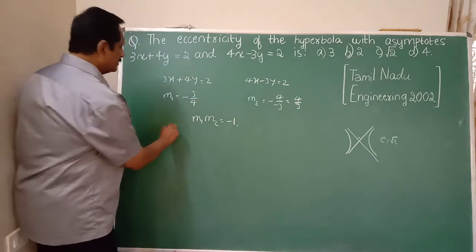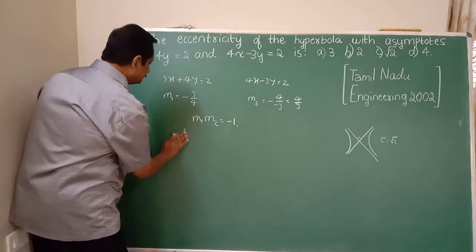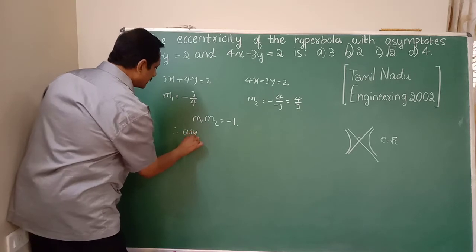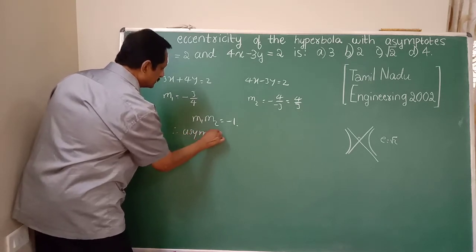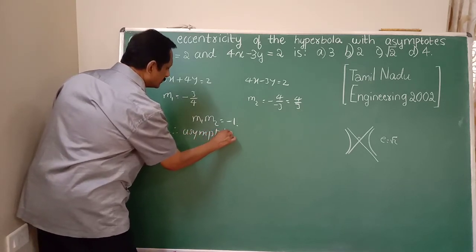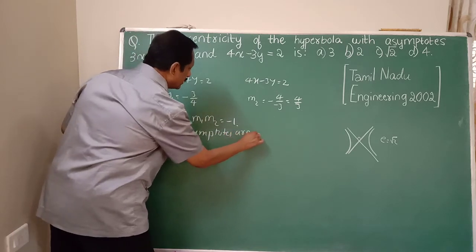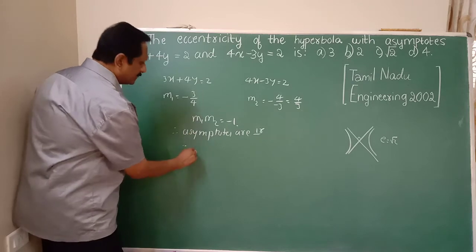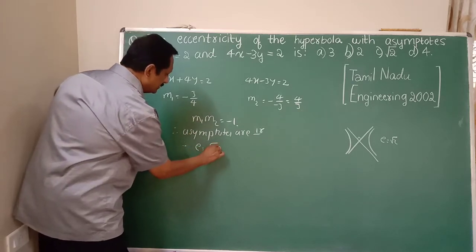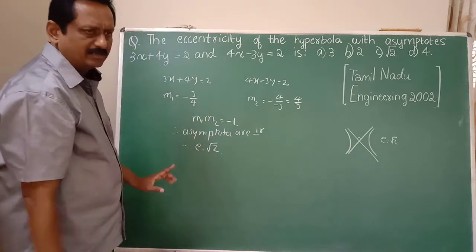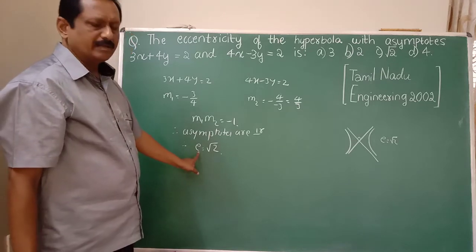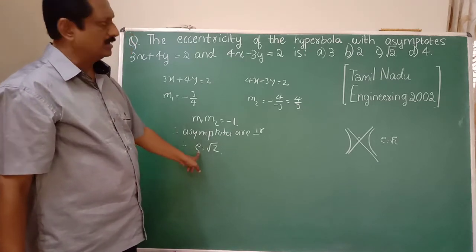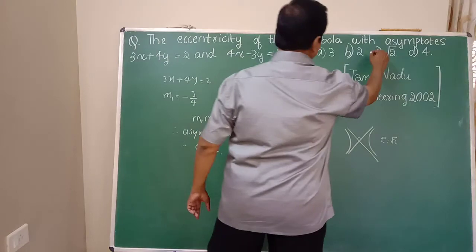Therefore the asymptotes are perpendicular to each other. If asymptotes are perpendicular, then obviously it is a rectangular hyperbola. So a rectangular hyperbola has eccentricity root 2. Therefore C is the correct option.